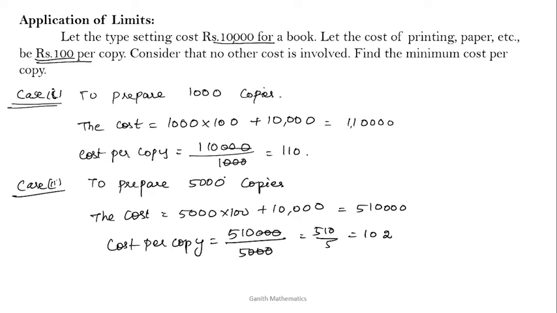So if I am preparing another 4,000 copies in addition to that, my cost will be reduced, so I can sell the product for less than 102 rupees, right? Look at this. So we are going to check how much more we can reduce it.